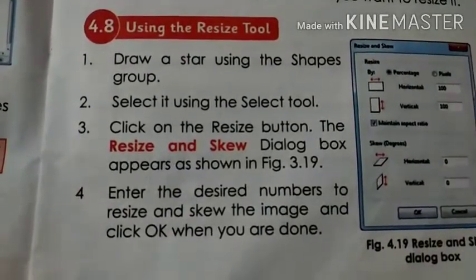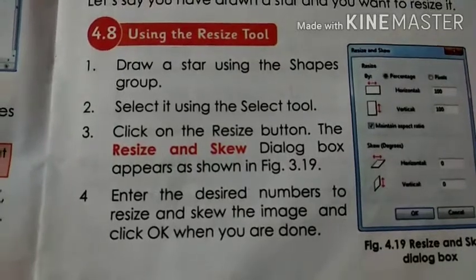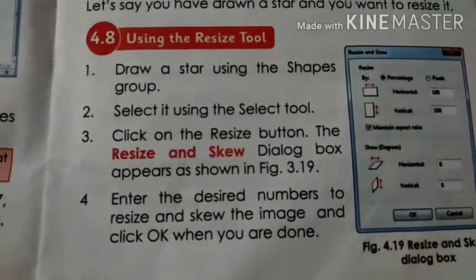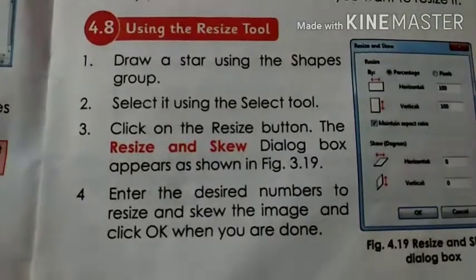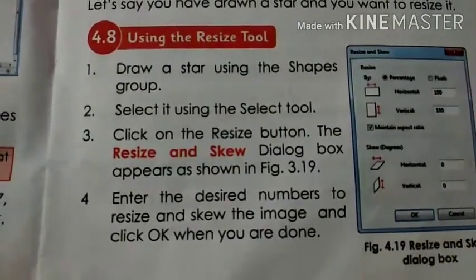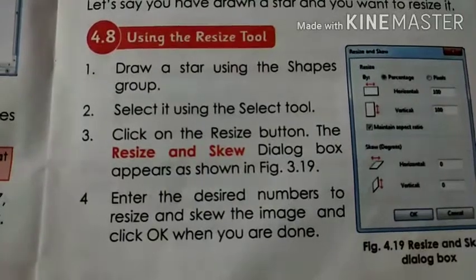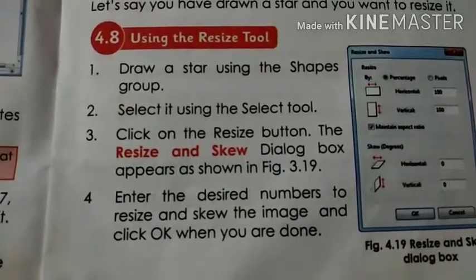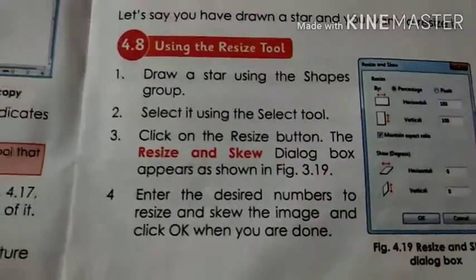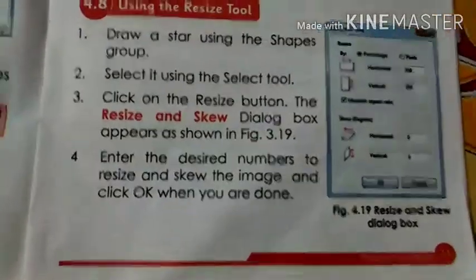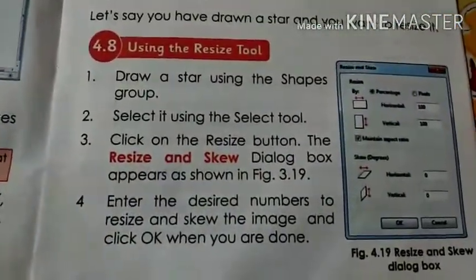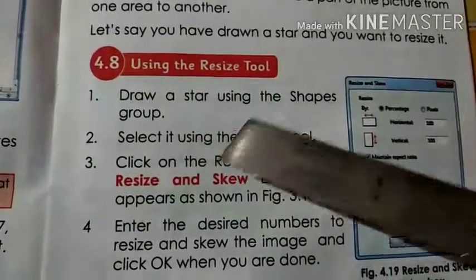So now we are going to learn a new point, that is using the resize tool. So how to resize your shapes or anything that you are using in your MS Paint drawing. Okay, so let's start with 4.8 on page number 31, using the resize tool. Draw a star using the shapes group.